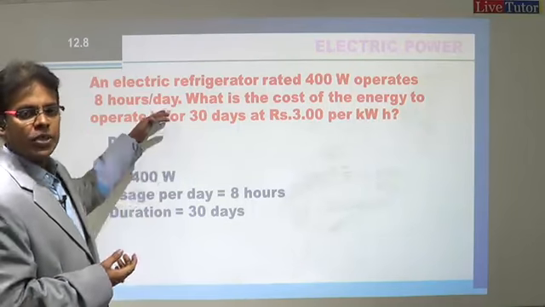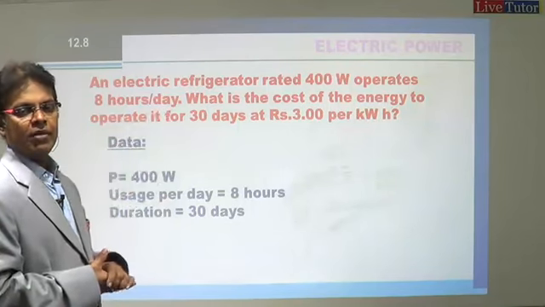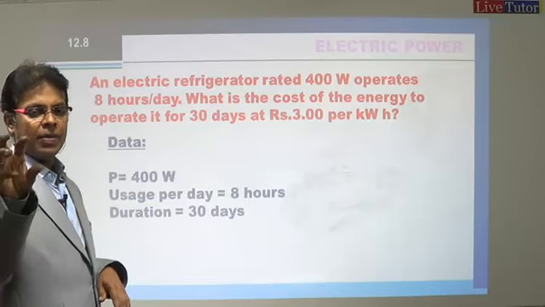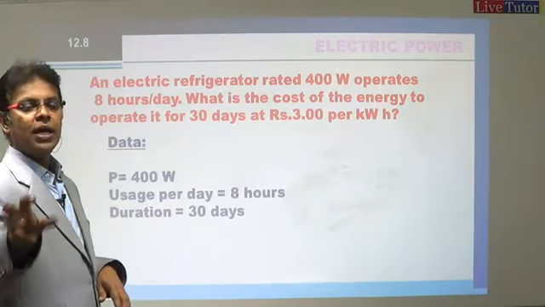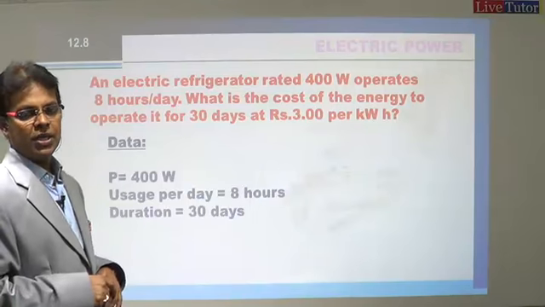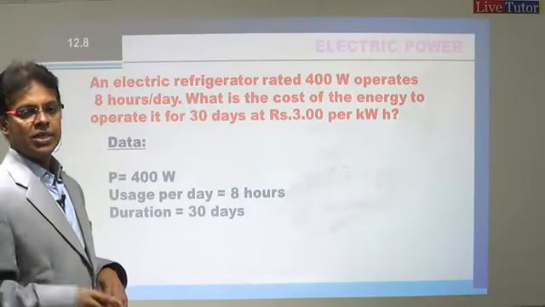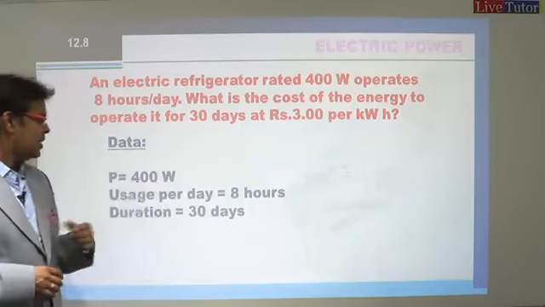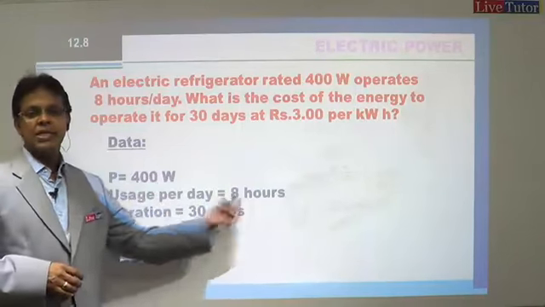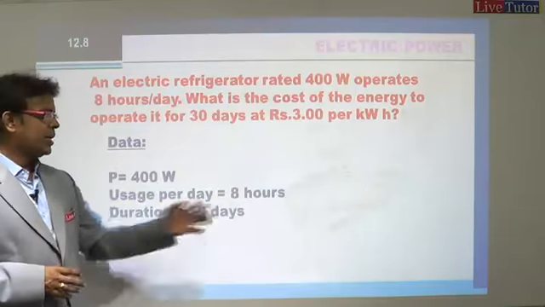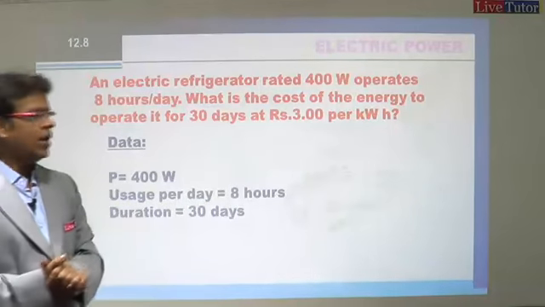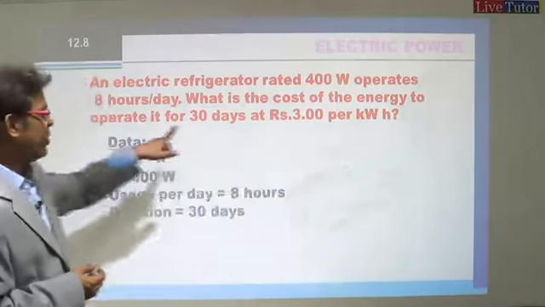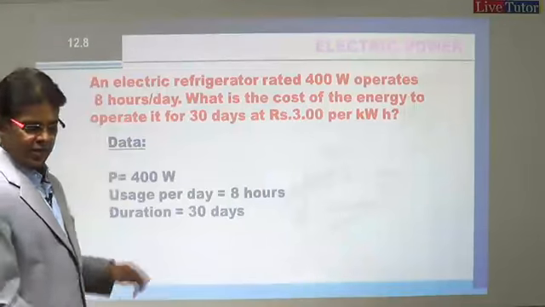This is where this kind of question will be asked generally. They will give you the power rating of the appliance, the duration of usage, and the cost per unit, and totally we have to calculate. So what is the power? 400 watts. Usage per day is 8 hours, and the duration is 30 days. So we have to calculate how much it is going to cost us for 30 days. Let us see how to calculate.